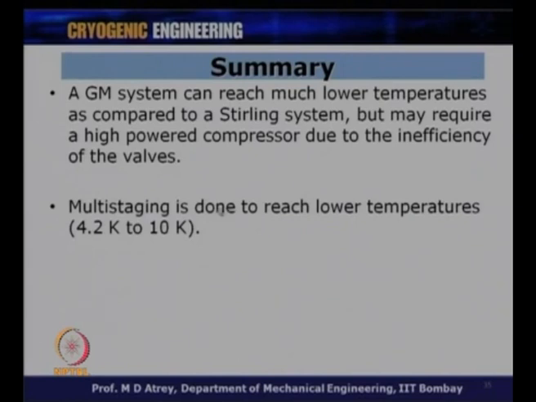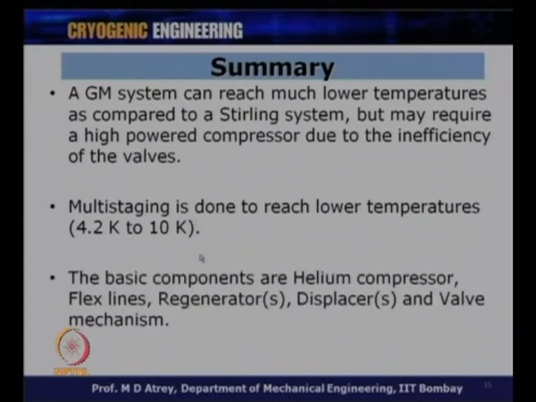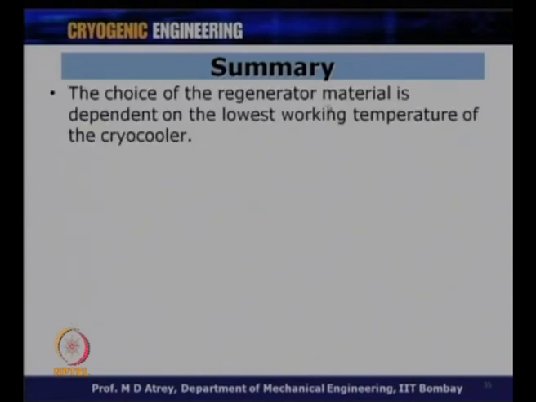Multi-staging is done to reach lower and lower temperatures. You can get less than 4.2 Kelvin or a 10 Kelvin system, whatever you want to. The basic components of a GM cryocooler are helium compressor, flex lines, regenerators, displacer, valve mechanism, etc. The choice of regenerator material is dependent on the lowest working temperature of the cryocooler.